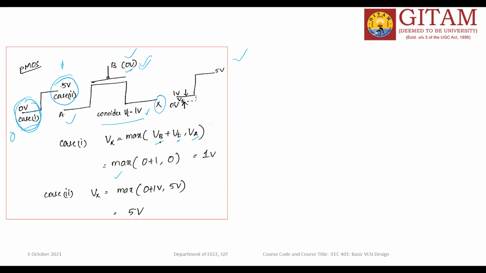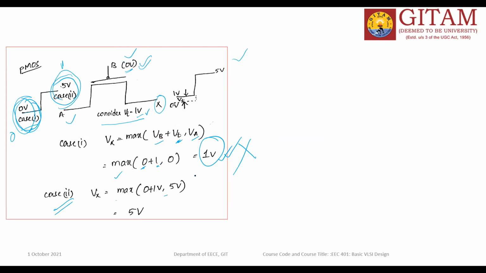So what is the VB value? 0 volts. 0 plus what is the threshold voltage? 1 volt. Of course it's VB minus VTH, but minus becomes plus, comma VA value is 0. So what is the maximum value here? 1 volt. Instead of 0, you got 1 volt. If you give 0 volts input, you got 1 volt. This is undesirable. You got an undesired output.